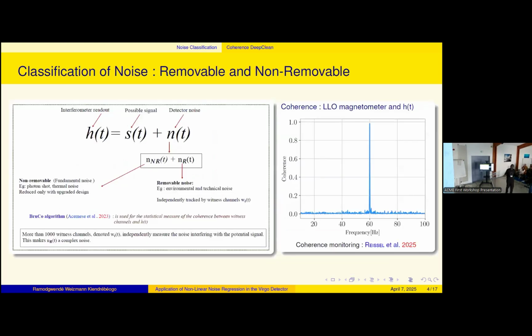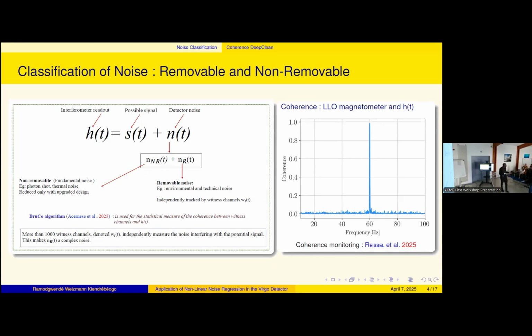So now let's talk about the type of noise we can deal with. The data collected by the gravitational wave detector, denoted as h(t), can be written as s(t) plus n(t), where s(t) is the gravitational wave signal and n(t) is the detector noise. And this noise is made up of the removable noise, that is usually linked to the environmental and technical noise, and the non-removable noise.